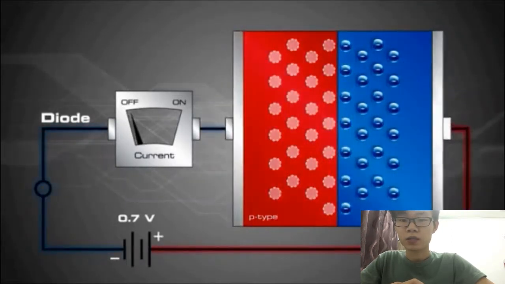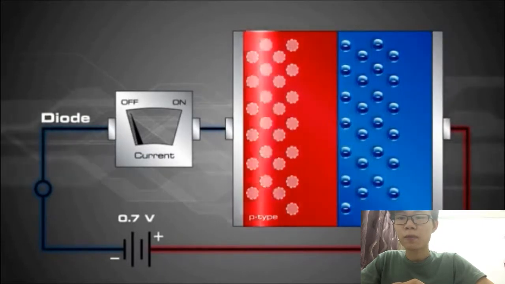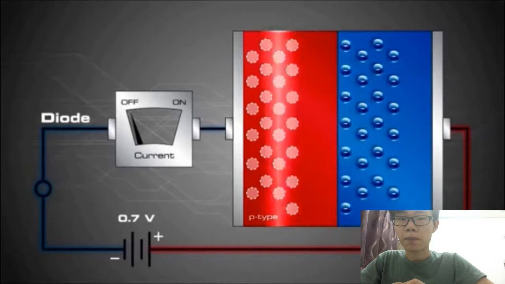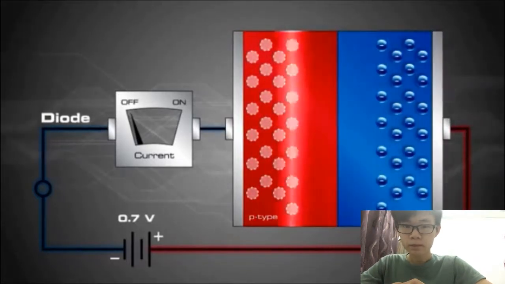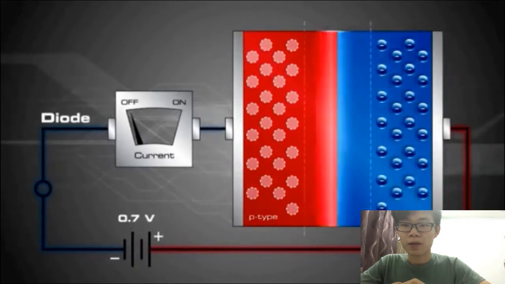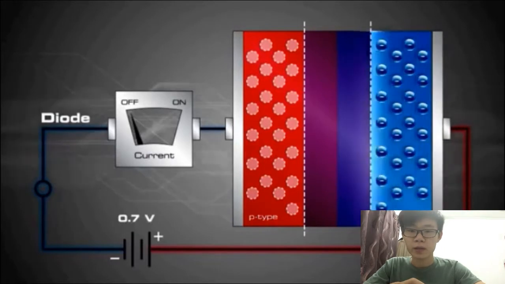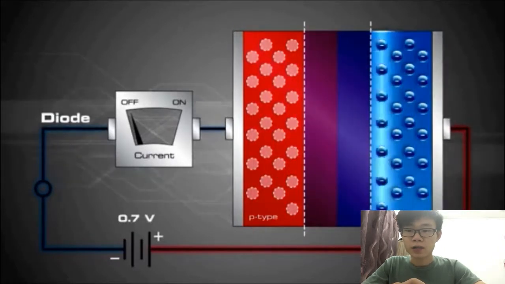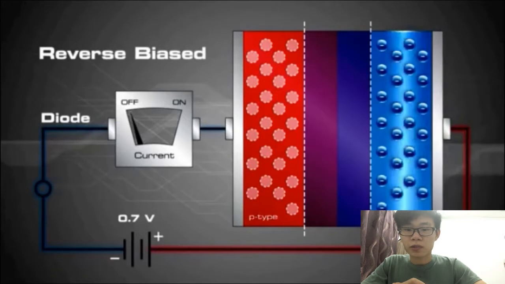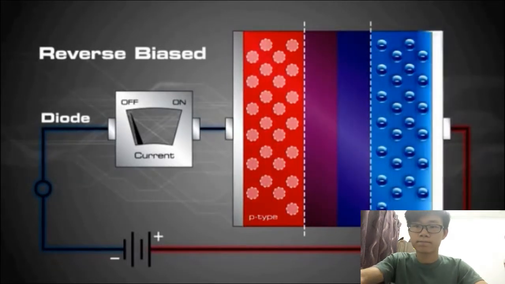When the diode is arranged this way with a power supply, it is said to be forward biased. In this example, the negative terminal attracts the positive holes in the p-type silicon, and the positive terminal of the battery attracts the free electrons in the n-type silicon. All the charge carriers are pulled away from the p-n junction.